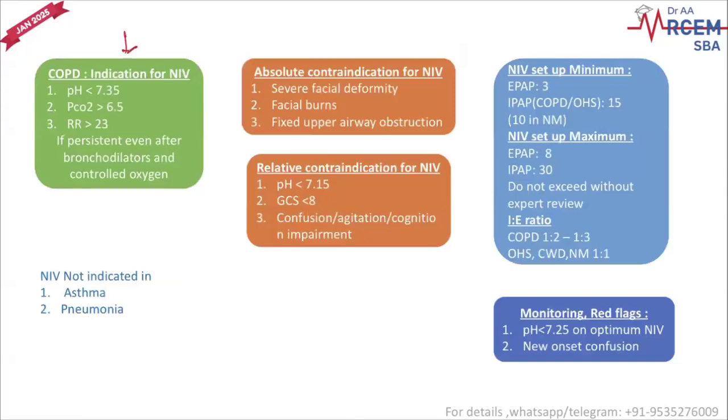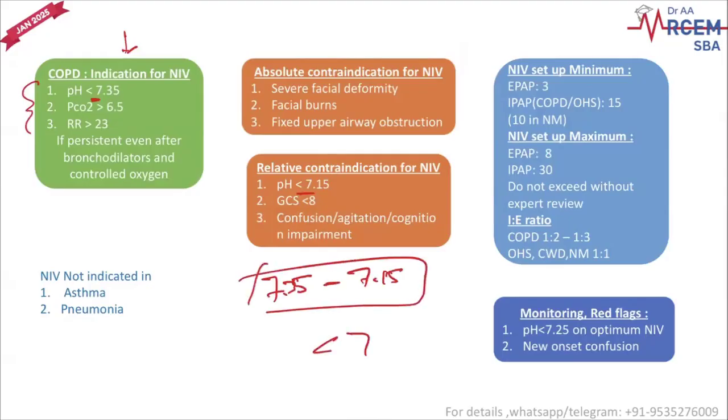What are the indications, especially in COPD, where we extensively use an NIV? If the pH is less than 7.35, but the relative contraindication is the pH being less than 7.15. So a pH between 7.35 and 7.15 is an indication. If it goes below 7.15, it is a relative contraindication. Remember that.